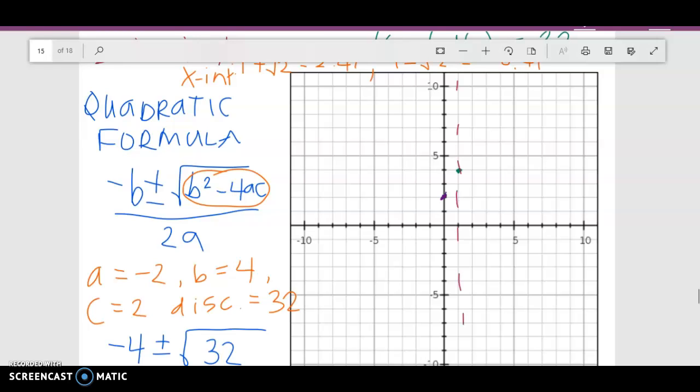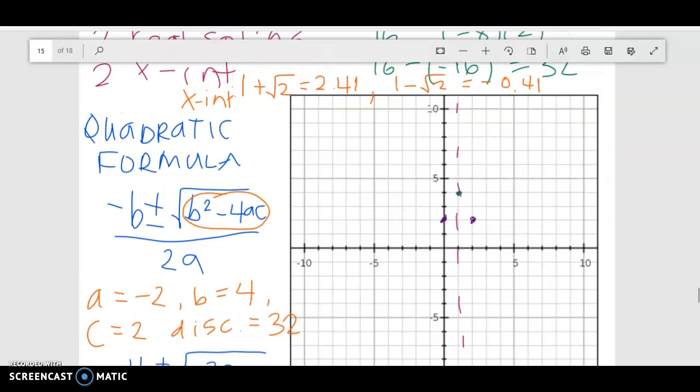value of my vertex. So if this is my vertex, and this quadratic is symmetric about the vertex, then if I have a y-coordinate of 2 and x is 0, I also have a y-coordinate of 2 when x is 2. So that's 1 to the left from my axis of symmetry and 1 to the right. Okay, and then I have my x-intercepts, which I just found using the quadratic formula.